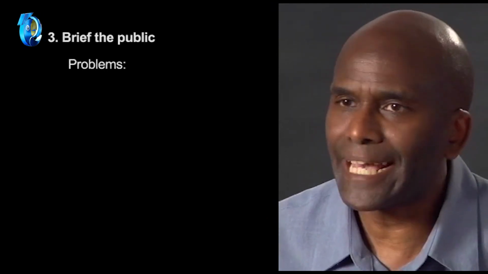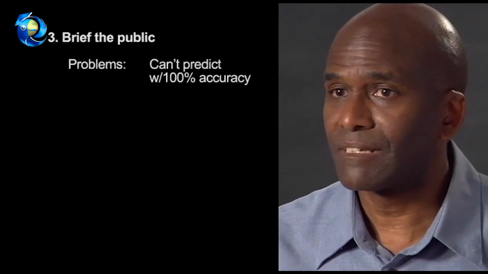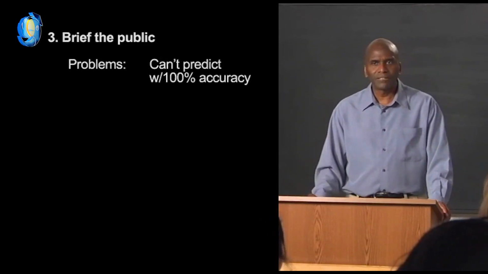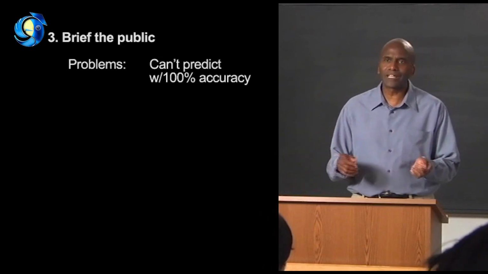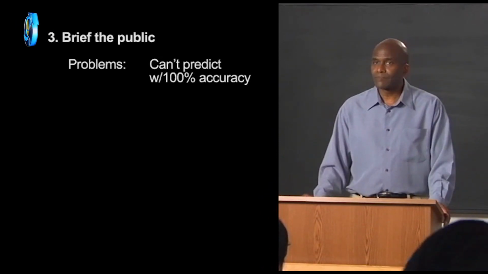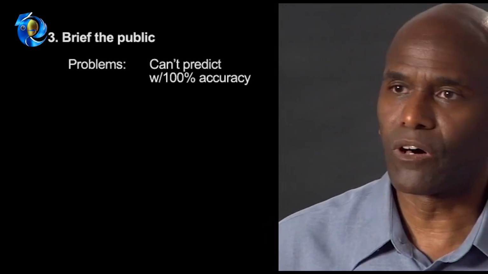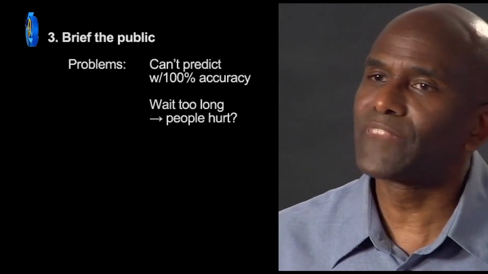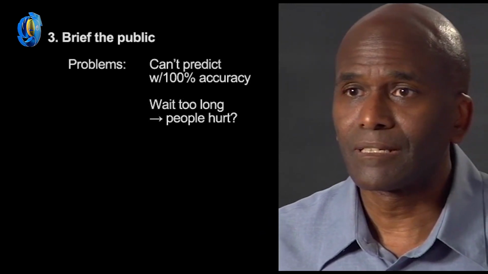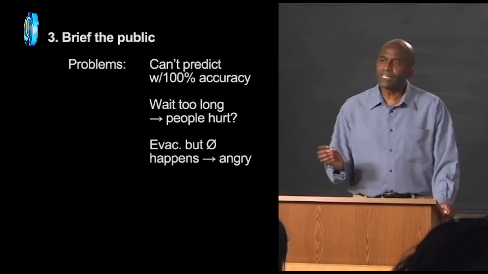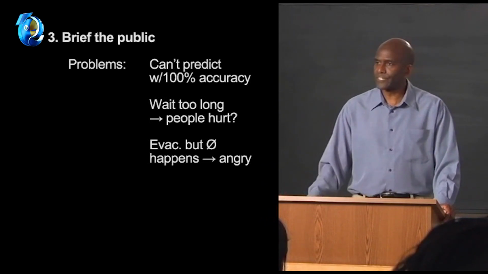Third, government officials need to work out a process for briefing the public on what scientists tell them. The problem is, experts can't predict natural hazards with 100% accuracy. For example, they may know a hurricane is forming, but can't say exactly when or where it will go. Despite this, public officials still have to decide what to tell the public and when. They can wait and say nothing, or they can tell people to evacuate. If they wait too long, lots of people might get hurt. But if they tell people to evacuate and then nothing happens, people may get angry. In the future, they may not cooperate. Communicating with the public is a huge challenge for officials.